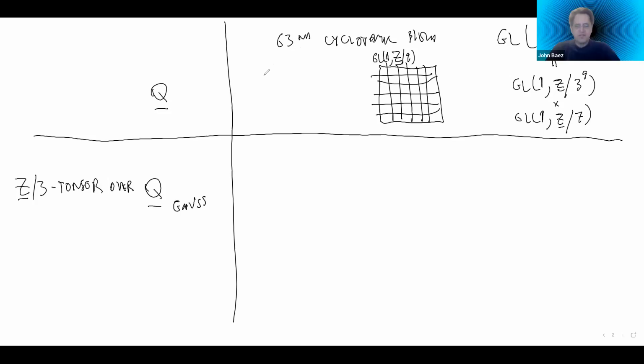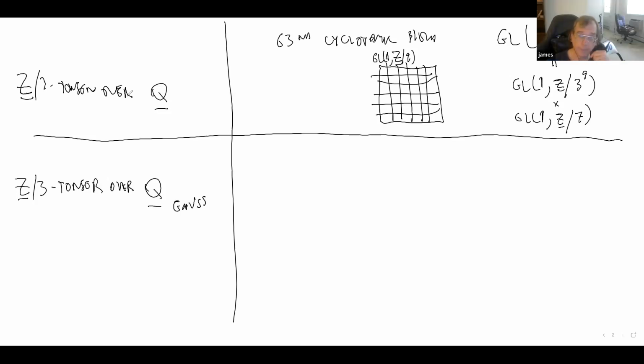Sorry, I have a stupider question. So are you, go ahead. Are you interested in Z mod 3 torsors over the rationals? Is that what's the top part of the chart? Yes, that's right. Go ahead. So where did the 63rd cyclotomic field get into the picture? It was an arbitrary one, of course, but it's going to have to do with some nice examples. So what am I trying to say?